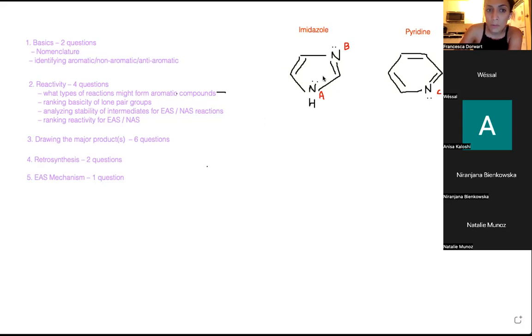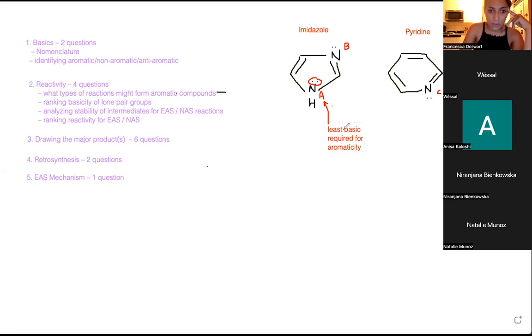This lone pair is required as a part of the 6 pi electrons for Huckel's number, right? We've got 2, 4, 6. However, if these lone pairs, B and C, are used, we don't compromise the aromaticity of the ring. So immediately we can already say A is going to be the least basic because it's required for aromaticity. Make sense?